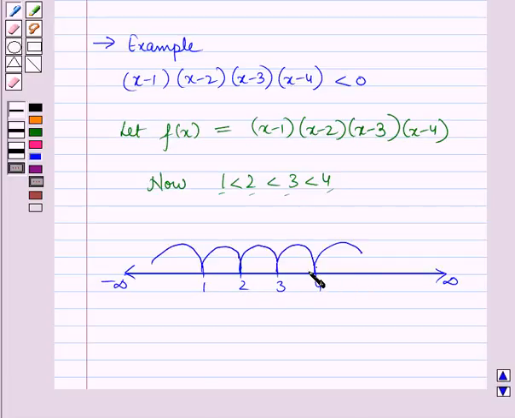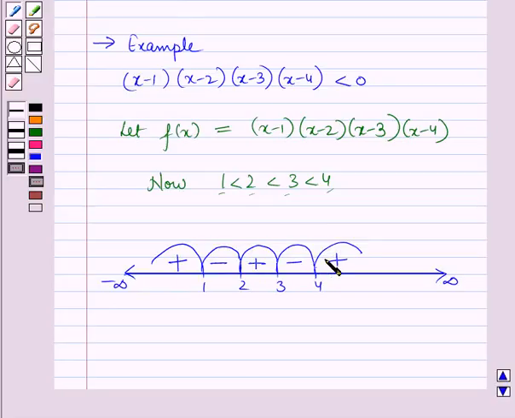Now here you can see five regions. First is from 4 to infinity, second is from 3 to 4, third from 2 to 3, and fourth region from 1 to 2, and the fifth region from 1 to minus infinity. Now starting from the extreme right, we will put the positive sign on the right of the greatest number, and here the greatest number is 4. So we will put a positive sign here, then a negative sign towards the left, and then positive again, then negative, and then again positive.